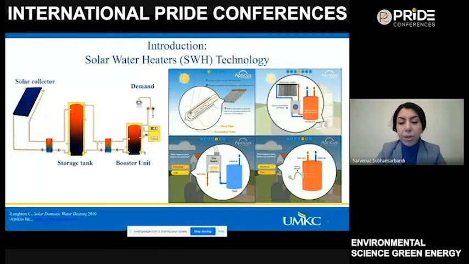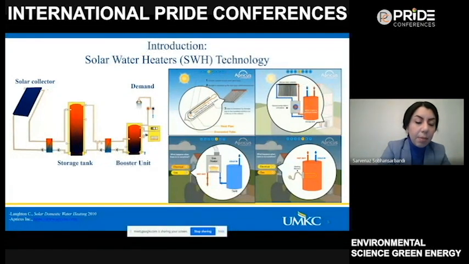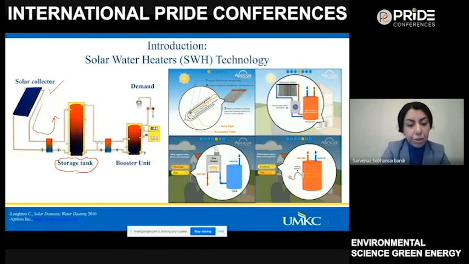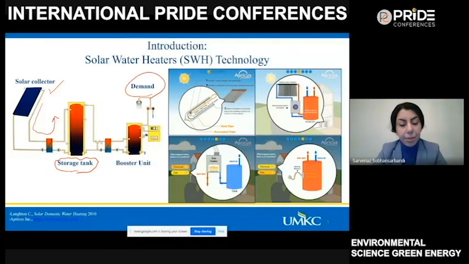So what is the solar water heater technology? The main component of this technology is a solar collector. The solar collector absorbs the sun's radiation and, once it's absorbed, passes it to the water circulating through. This water is later stored in a storage tank, so you'll be able to use this hot water over a longer period of time for household activities such as taking a shower, or in commercial buildings that need hot water for their activities. This demand side can be different based on the application.